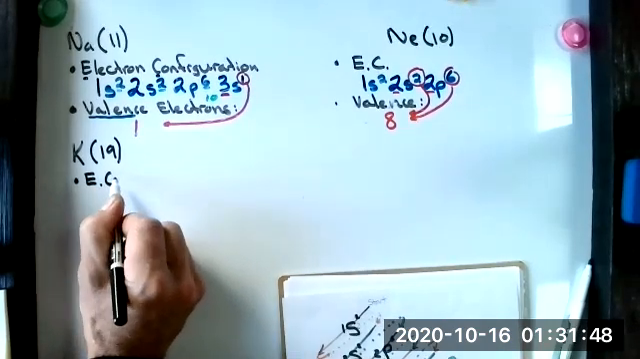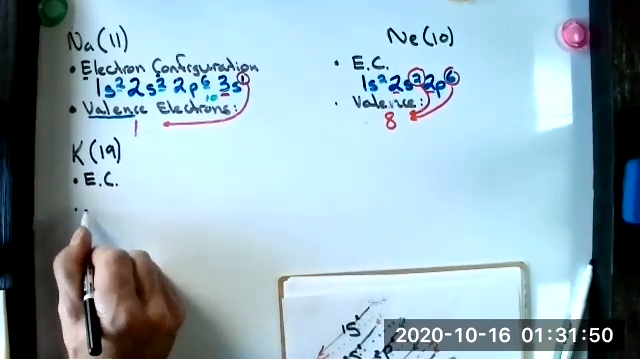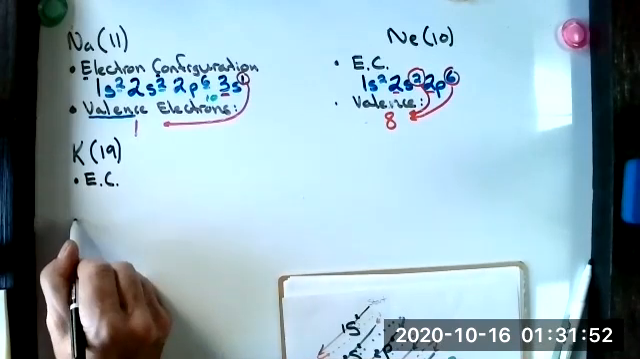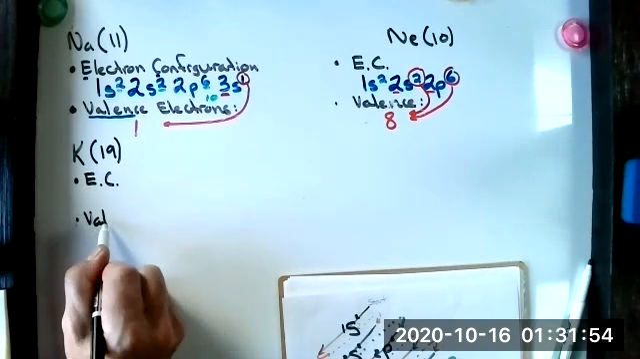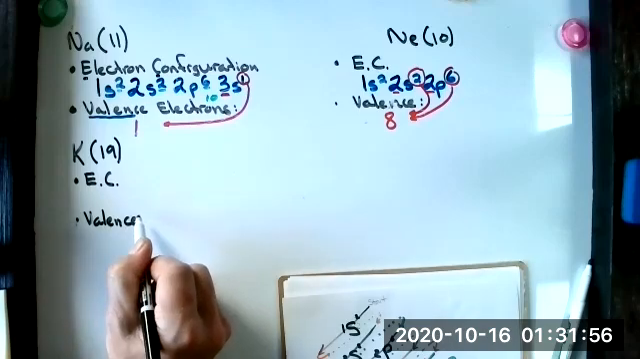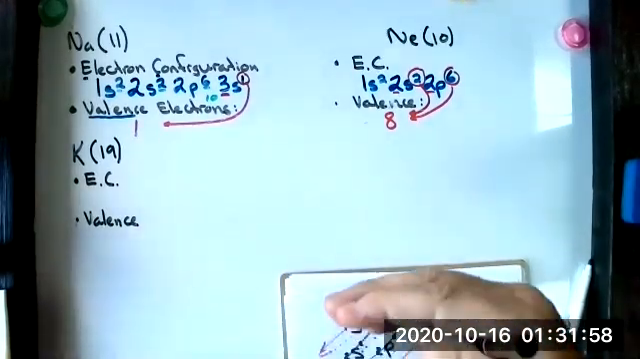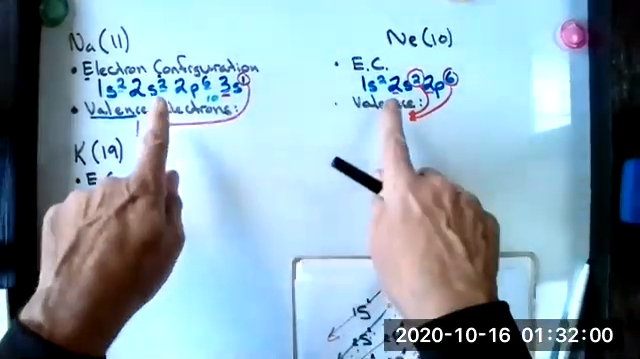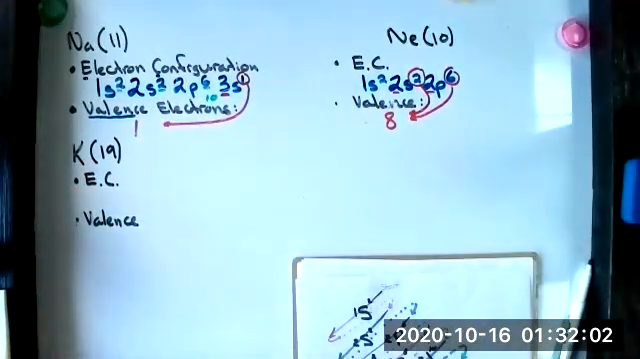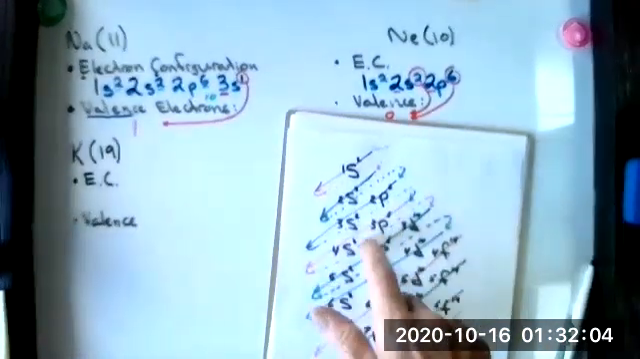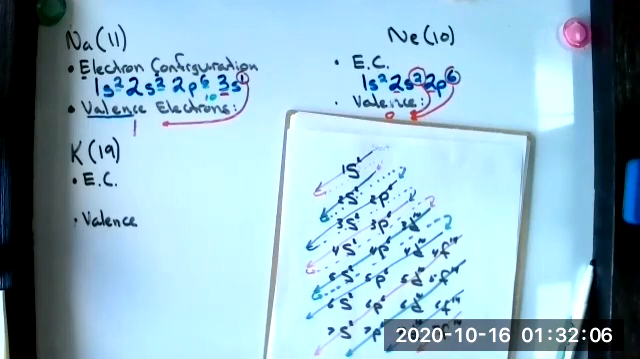Give me his electron configuration, and a little more room would be nice. Give me the valence. This should start to go faster the more you practice writing these things out. Okay, my friends, go. Use your flowchart. Take care of potassium.